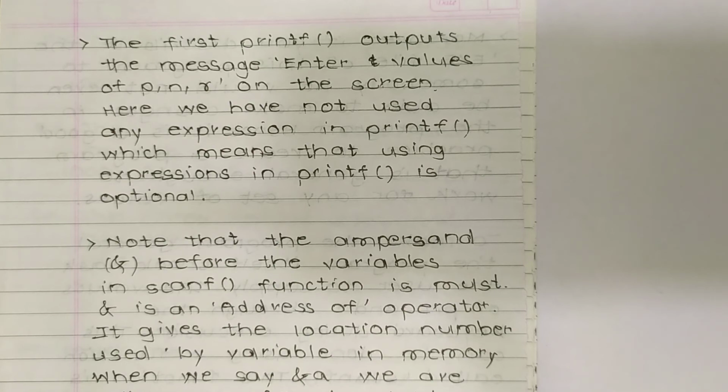Here we have not used any expression in printf, which means that using an expression is optional. So this printf is only for explaining that you have to enter those values of p, n, and r. We are not using any equation or any mathematical calculation in printf, so using such a mathematical expression in printf is optional.